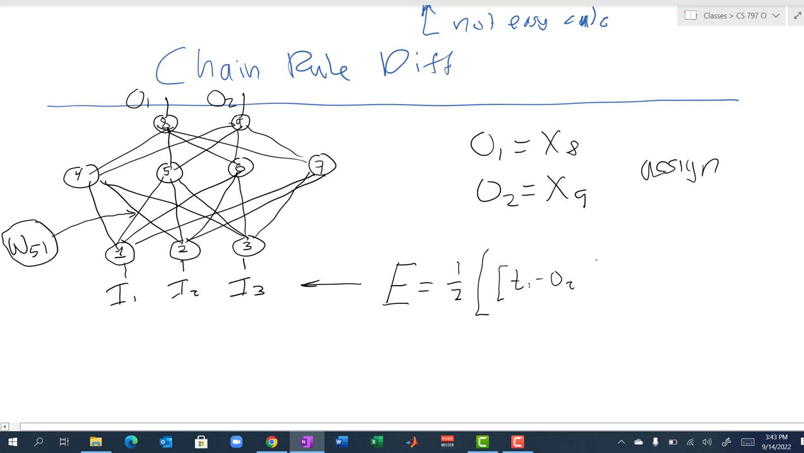So there's our error of neuron 1. And here's our error of neuron 2. Add those together, and that's the total error.